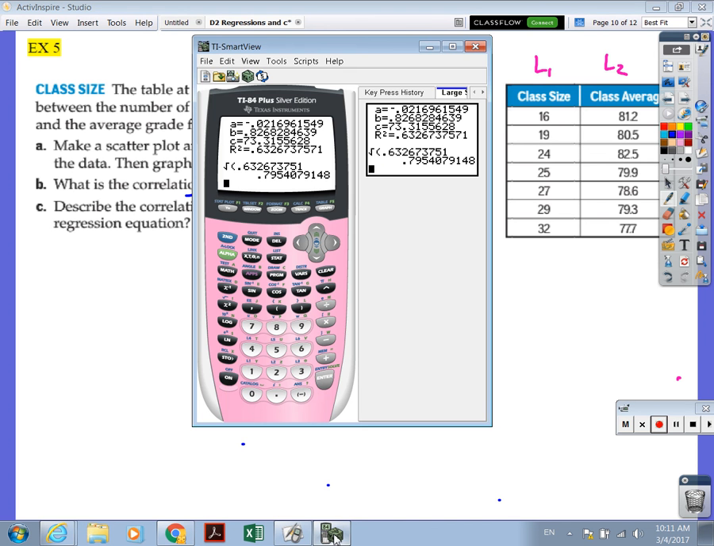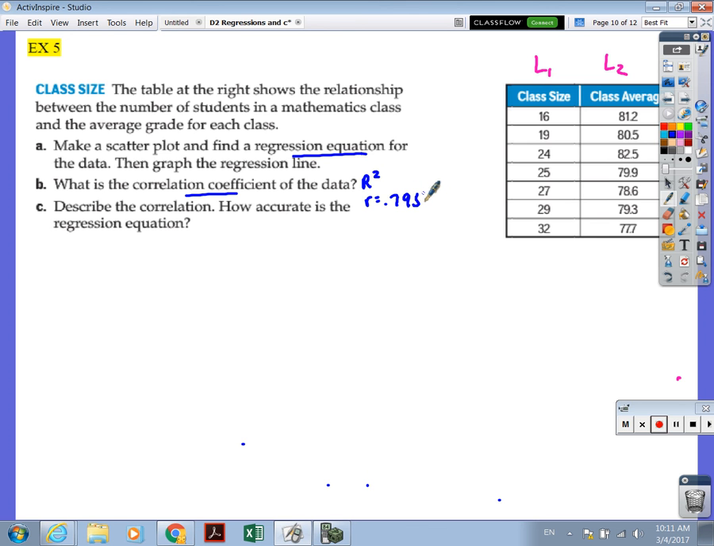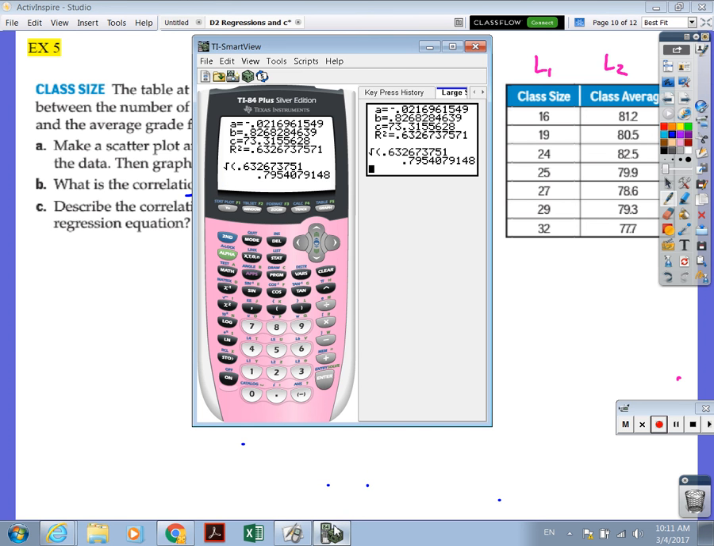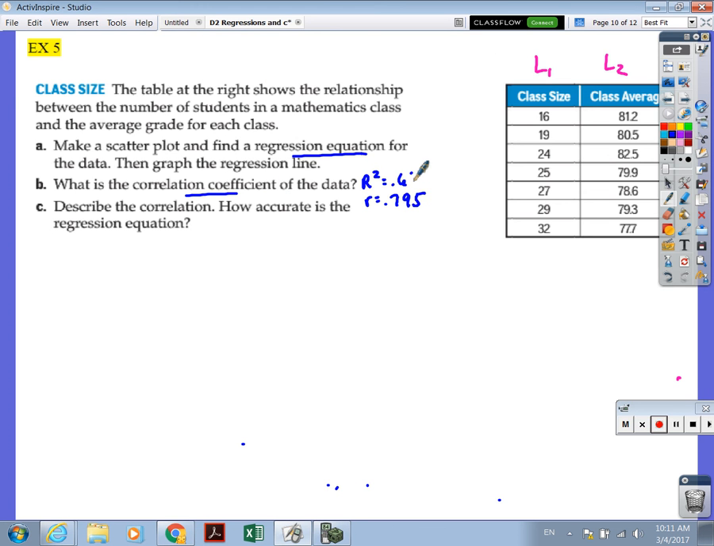I have 0.795 for my R value, and the R squared value that came out that was better than linear was this number here, 0.633. I guess I'll write down. And we'll be clear if you need the R squared or R.